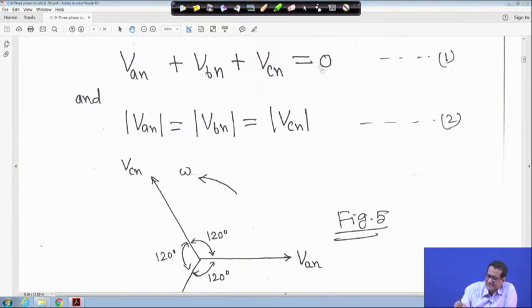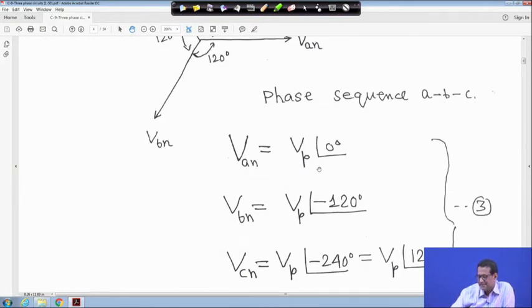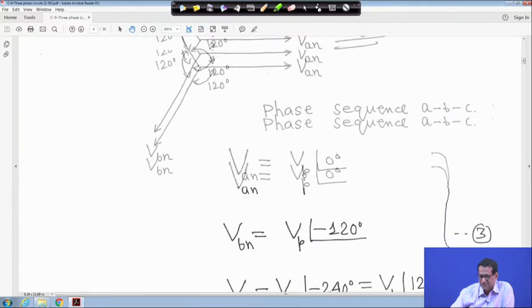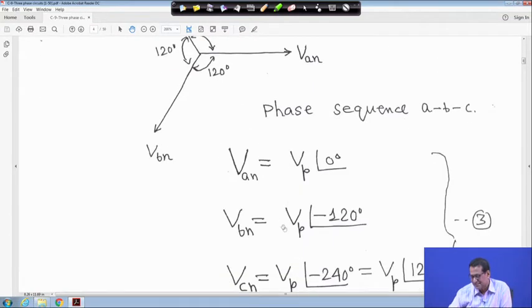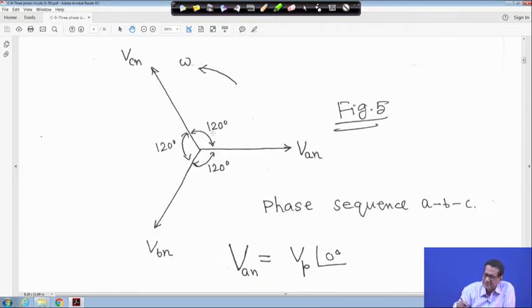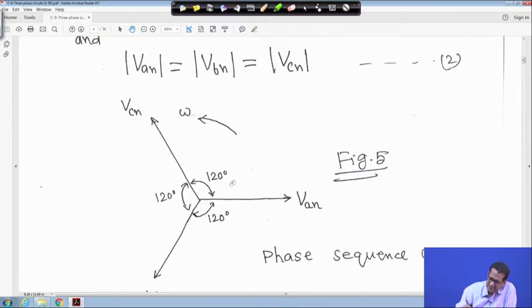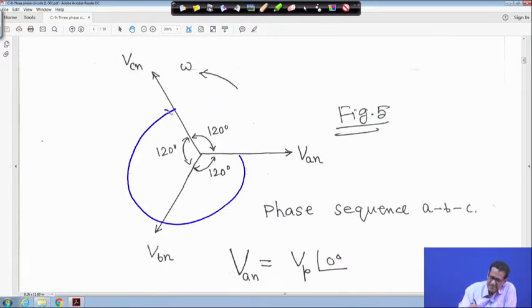So in this case, your VAN is equal to VP angle 0 degree. Therefore, VBN lags from VAN by 120 degree. So VBN is equal to VP angle minus 120 degree, right? Because all magnitudes are same. Then this is my VCN, right? So this is my VCN, this angle is 240 degree. So VCN lags from VAN by 240 degree.